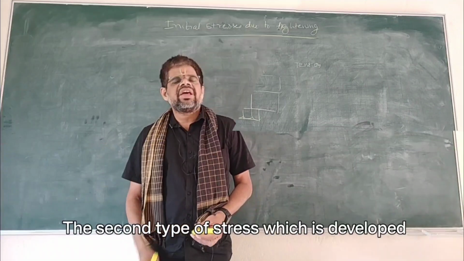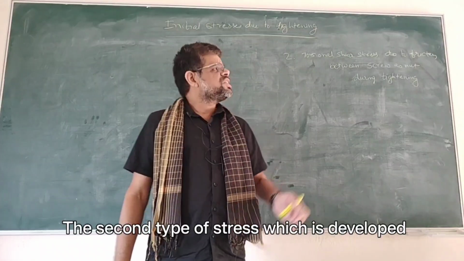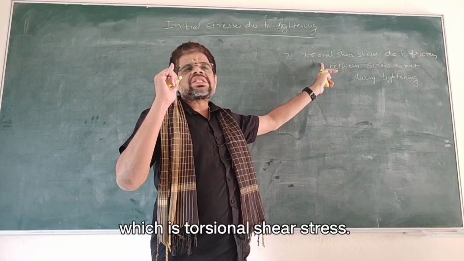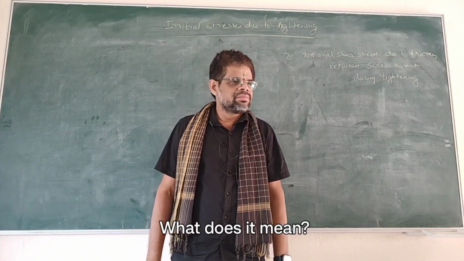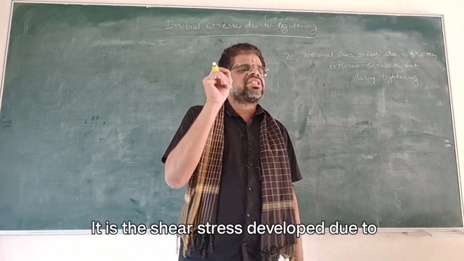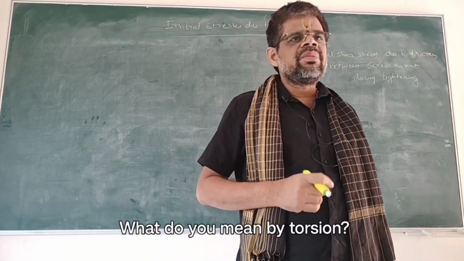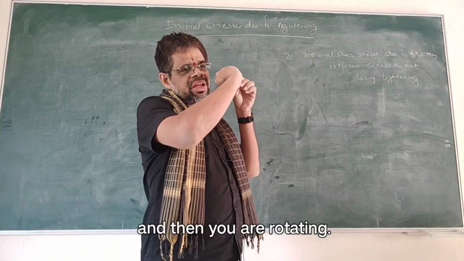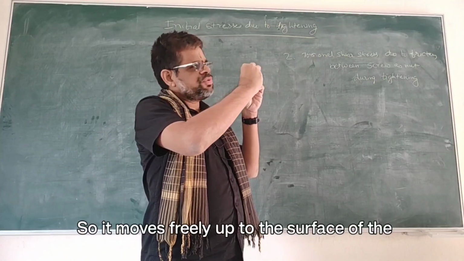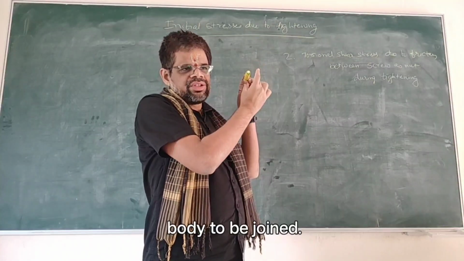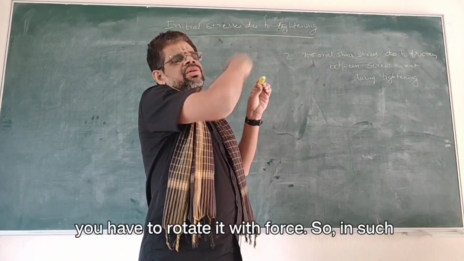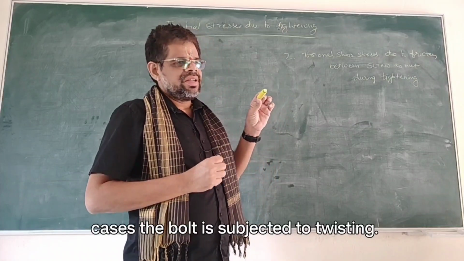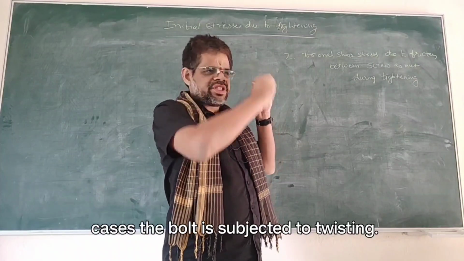So by using this you can calculate the safe value of the bolt diameter, core diameter, for initial tightening. The second type of stress which is developed due to initial tightening is shear stress, which is torsional shear stress. What does it mean? It is the shear stress developed due to torsion. What do you mean by torsion? This is the bolt and you are inserting the nut and then you are rotating. So it moves freely up to the surface of the body to be joined, and afterwards you have to rotate it with force. So in such cases the bolt is subjected to twisting.